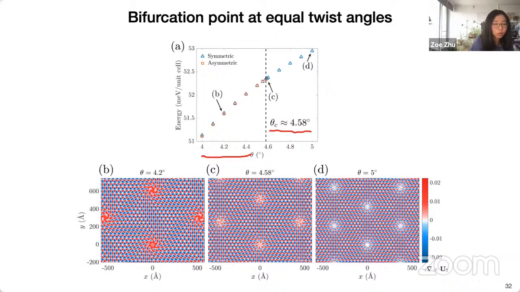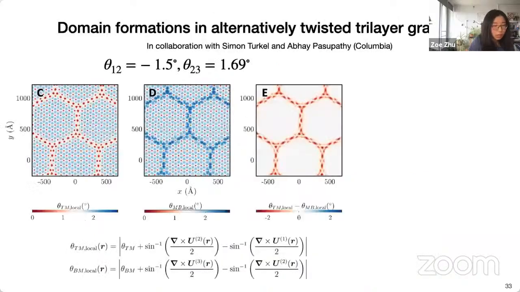where this asymmetric solution almost becomes symmetric, and the two solutions have equal energy. And this is a feature of a bifurcation point in differential equations, and it's really a characteristic of a trilayer system.